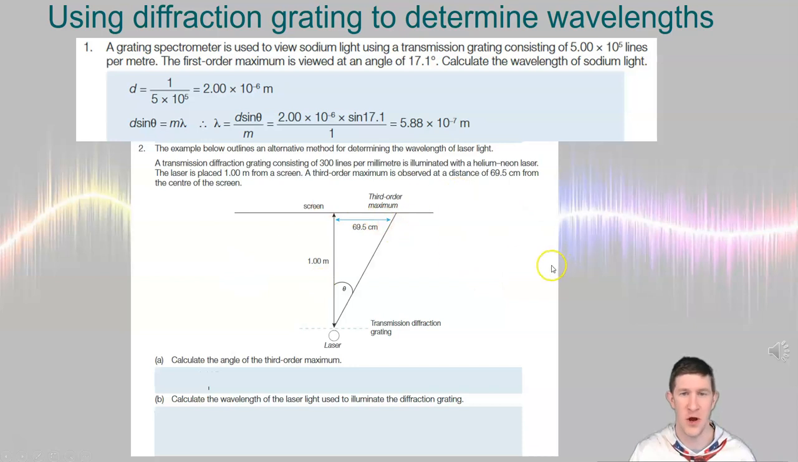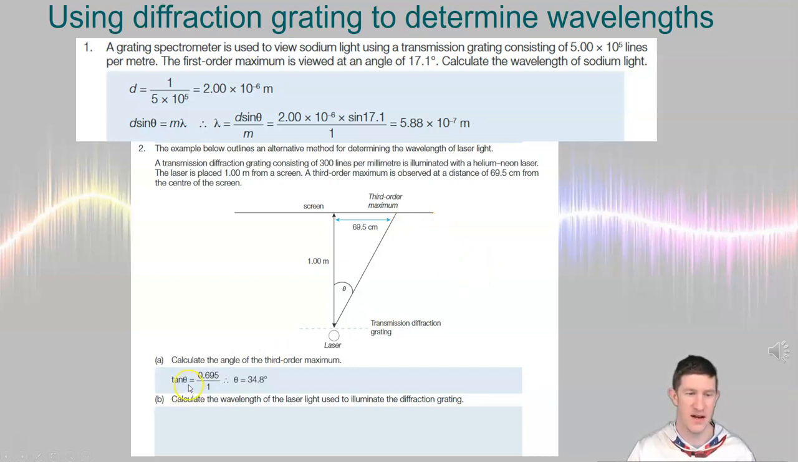This example is an alternative method for determining the wavelength of a laser light. They've got the diffraction grating, it's got 3000 lines per millimeter. They've shone a helium neon laser through it. The laser is placed 1 meter from the screen. Remember, we want the screen to be significantly longer than the distance between the spacing so that we can get those parallel rays. And they take a third order maxima, a distance of 69.5 centimeters from the center. So again, remember, that was one of our important characteristics for spectroscopy to be useful. We need that distance to be large, so we get a large viewing angle, which reduces our error in the measurements. Calculate what that angle is.